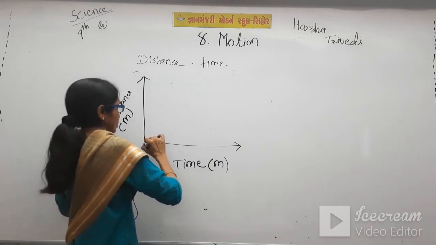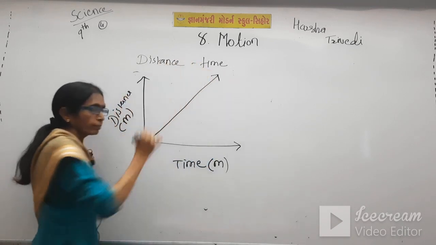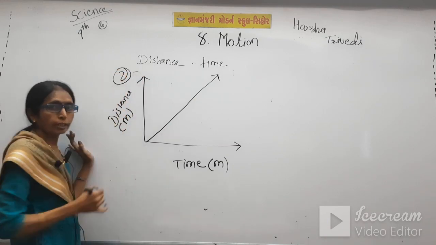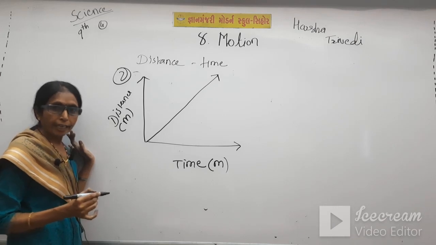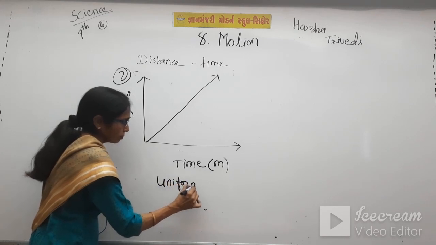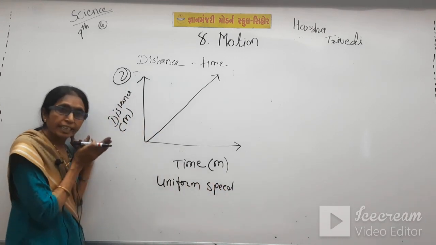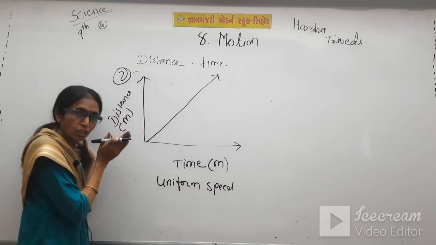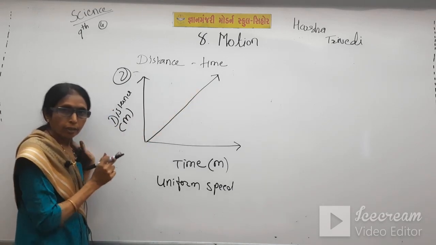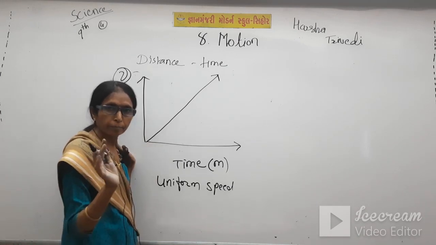Suppose the graph is like this, a straight line. This is the second situation. It indicates that the vehicle is moving with uniform speed. Means as the time passes, the distance increases. If it is a straight line, what does it indicate? The vehicle is moving with uniform speed.